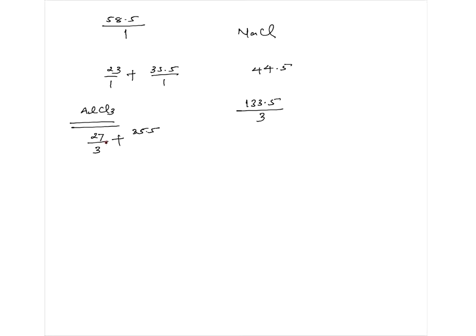AlCl3 also we can do by this approach. Equivalent weight of cationic part plus equivalent weight of the anionic part. So for cationic part, it will be 27 divided by the charge on it, which is 3. And for this part, it will be 35.5 divided by 1. Now, if you are thinking, why is it 35.5 divided by 1 if there are 3 chlorine atoms? That is, there are 3 chloride ions. So why should it be 35.5 divided by 1?